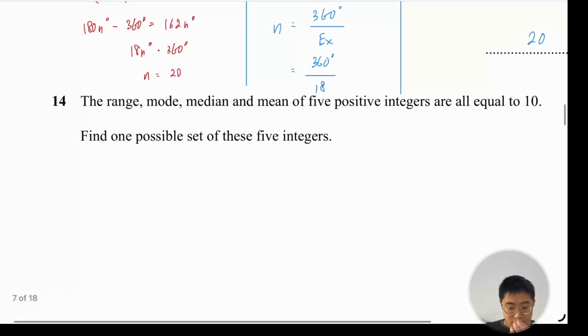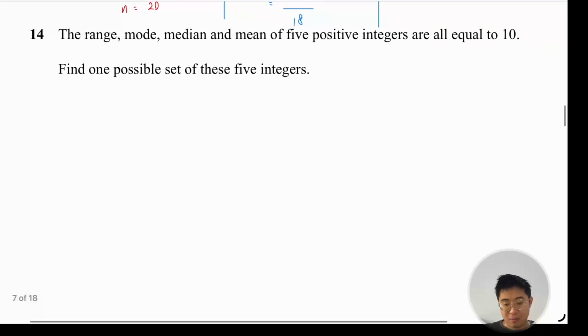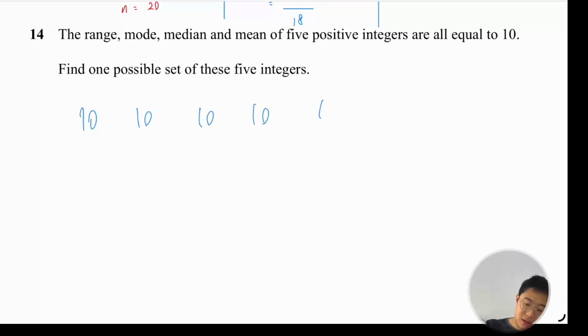Okay, let's move on. The range, mode, and median of 5 positive integers are all equal to 10. Find one possible set of the 5 positive integers. First off, of course, I would do 10, 10, 10, 10, 10. Why? Because I fit the mean, right? The mean is 10. I add all 5, I divide by 5, I get 10. I also fit the median because the middle number is clearly 10. The mode is also 10 because that's the one that showed up the most. The range is the problem. The range is the biggest number minus the smallest number, and 10 minus 10 is 0. You don't really get 10.